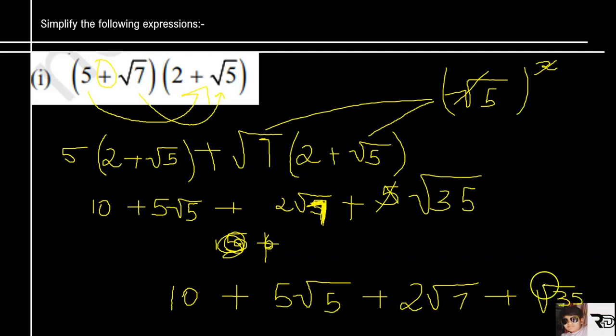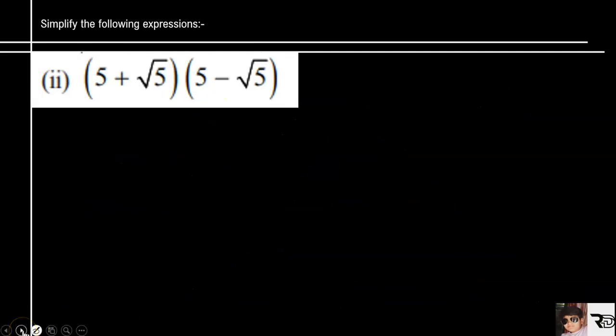Clear? So that was it. The answer to the first part would be as written. Now let's come to the next one, which is this. So a plus root b, a minus root b.